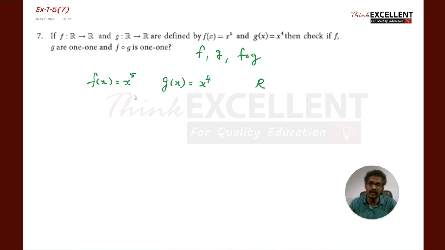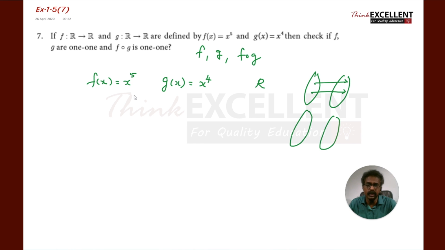They asked us to check whether these functions are 1-1. What is 1-1? How can you check whether the function is 1-1 or not? Two different elements must have different images, right? In the domain, you take any two elements, they should not have the same image. Their images must be different. Then only you can say it is 1-1. So you take two different elements in the first set and find their images. The images also must be different. Then only you say it is 1-1.